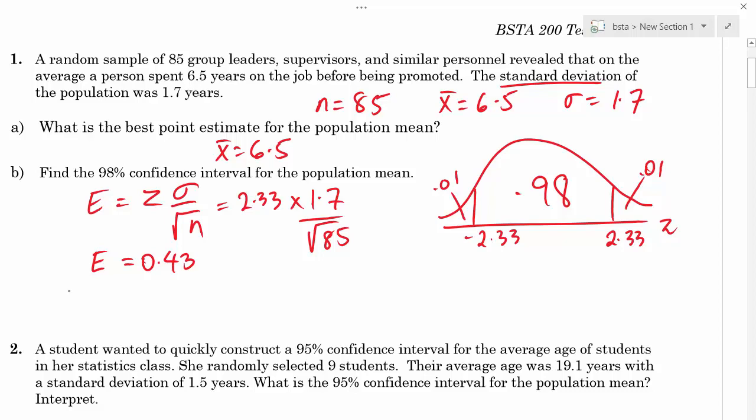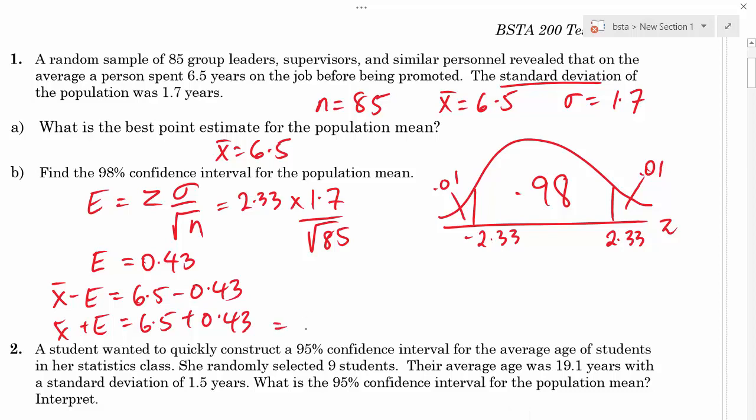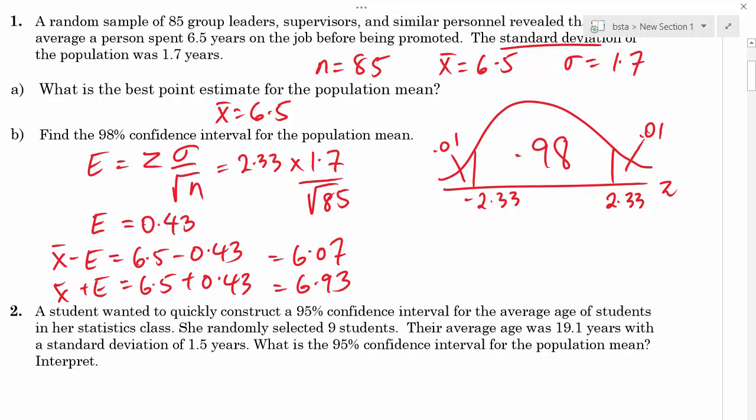In essence, the lower limit of your confidence interval is going to be 6.5 minus 0.43. The upper limit is going to be 6.5 plus 0.43. So this is going to be 6.93, and this one is going to be 6.07. So that's pretty much how to answer that question. Those are the lower and upper limit of your confidence interval. That's your lower limit, and that's your upper limit.